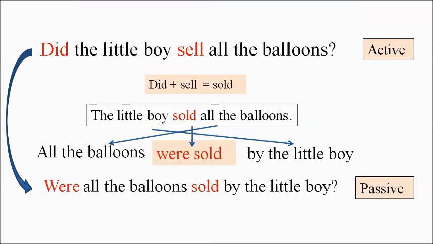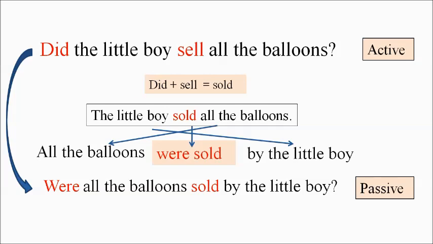There are some sentences in question form. You have to convert them into passive voice. Look at this. Did the little boy sell all the balloons? This is an active voice sentence. How do we convert it into passive voice? First think about the verb sell. The past form is sold. The little boy sold all the balloons.